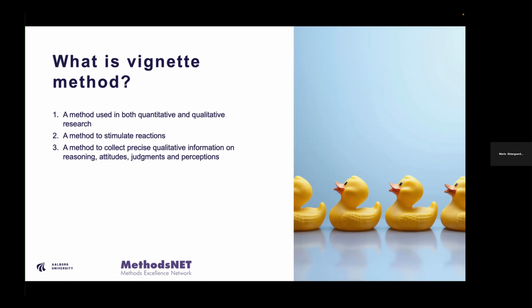Beyond this, you can also see the vignette method used as a longitudinal research instrument. Basically, what you can do is that you can see how persons, groups, a situation evolve over time by having a particular group or person respond to the same vignette over a longer period of time.